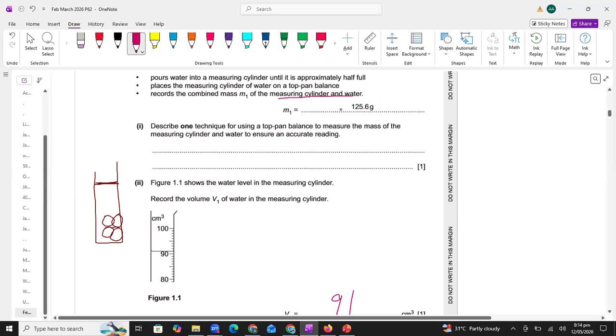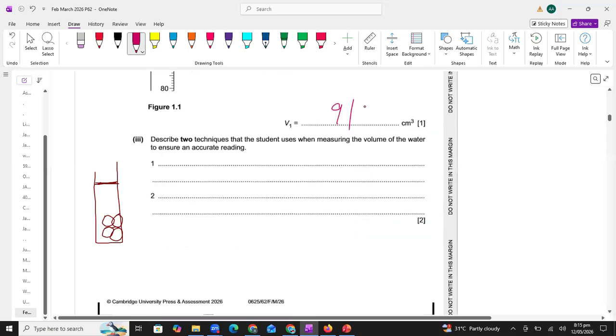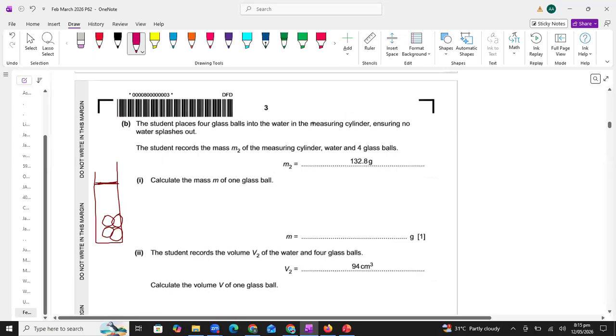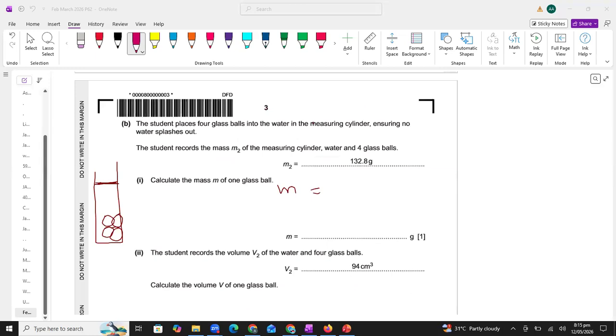You can see the mass of measuring cylinder and water is given as 125.6 grams. This is the mass M1. This M1 mass contains the mass of the measuring cylinder and water.